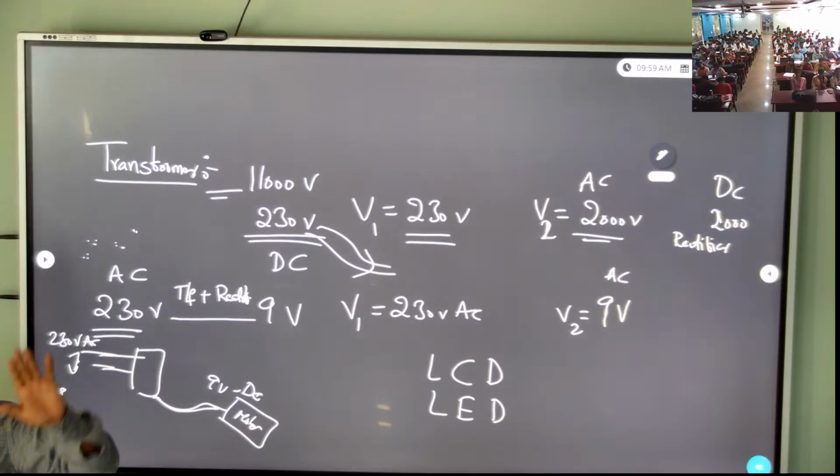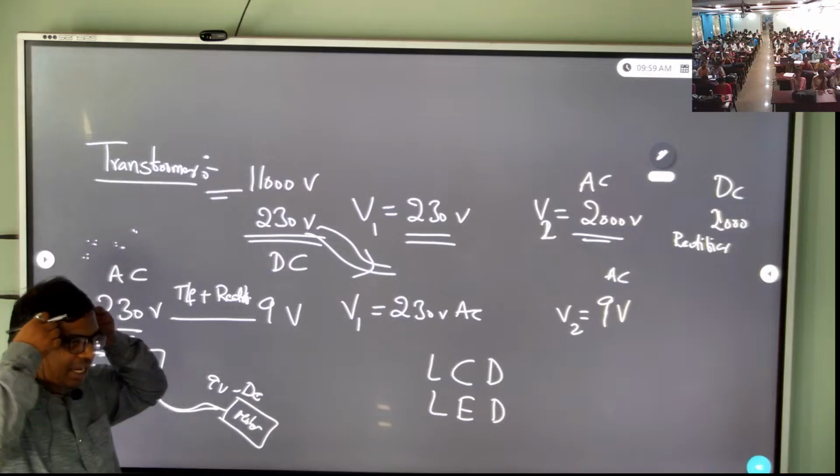So 11,000 voltage is converted to 230 voltage. So leveling down there. Okay. So that is the main usage of transformer.